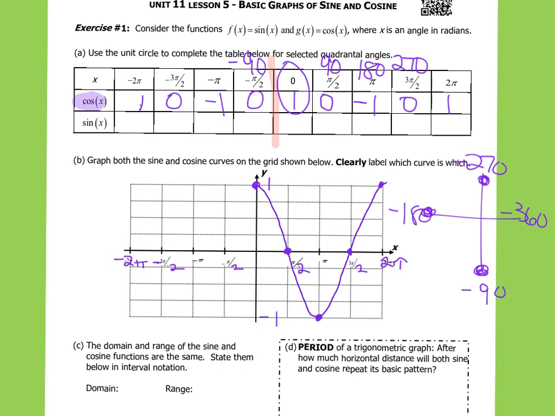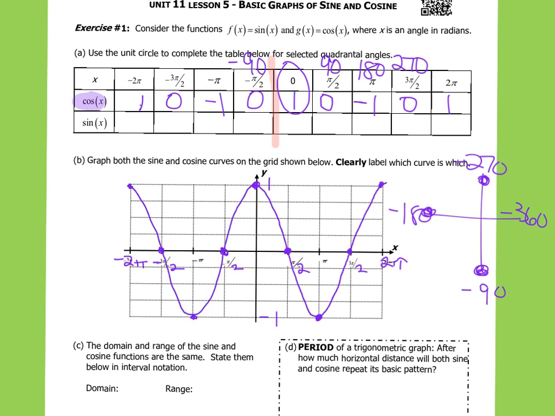So that's one full curve. It starts up at 1, it ends at 1. That's one full cycle. But I am going to go back into the negatives. So at negative pi over 2, I have 0, and if you notice, the pattern's just going to keep repeating itself. If I were to extend my x-axis in both directions, you would just see this curve repeating over and over again.